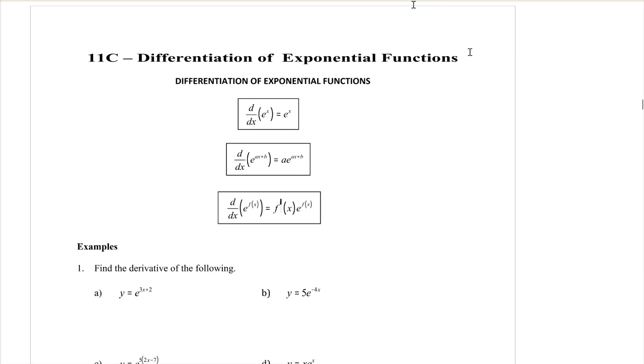So in this first exercise, we're doing the differentiation of exponential functions. So derivative of e to the x is e to the x. That's our first one. And in the second exercise, it's going to be kind of applications of it. So it's still using the same rules.